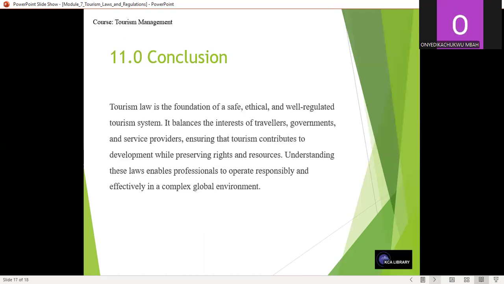In conclusion, tourism law is the foundation of a safe, ethical, and well-regulated tourism system. It balances the interests of travelers, governments, and service providers, ensuring that tourism contributes to development while preserving rights and resources. Understanding these laws enables professionals to operate responsibly and effectively in a complex global environment.